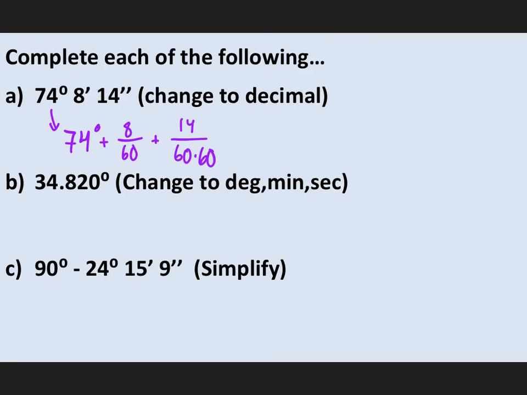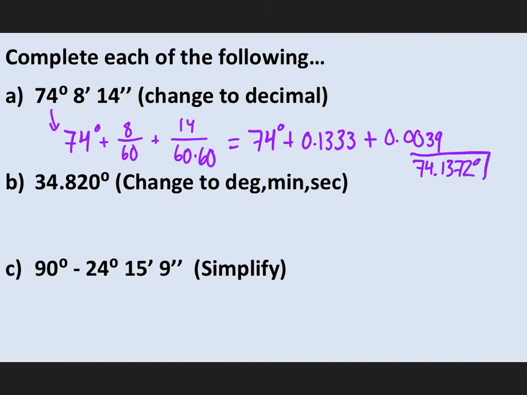So if we calculate that out, we still have the 74 degrees, that doesn't change, plus that 8 over 60 is about 0.133, let's go 4 decimal places. And then that 14 over 60 times 60 on your calculator, you should have gotten 0.0039. Take all those pieces, add them all up, and you get 74.1372 degrees. There we go. We took our degrees, minutes, seconds, and converted it to a decimal.